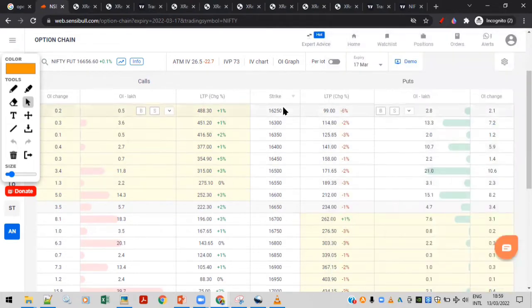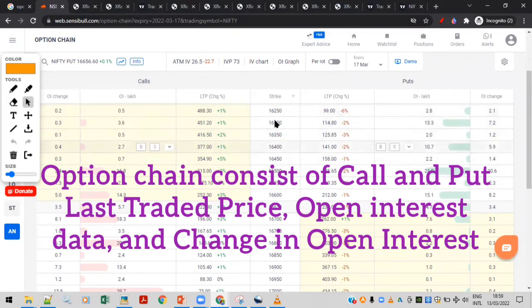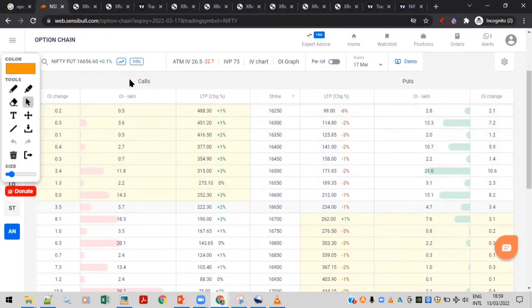Option chain is split into multiples of 50 strikes. Here you see the different strike prices, and here you see the last traded price. On the left side you see calls, and on the right side you see puts. Let's take an example of 16,500. The 16,500 call option for the 17th expiry is available at 315 rupees for one lot. You need to pay this much premium to buy one lot of the 16,500 call, and for the 16,500 put, you need to pay 171 rupees to get the put option. So this is how the option chain is represented.